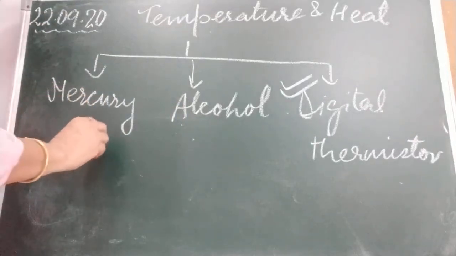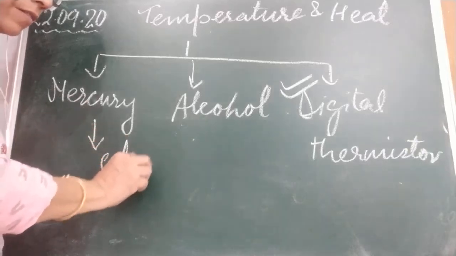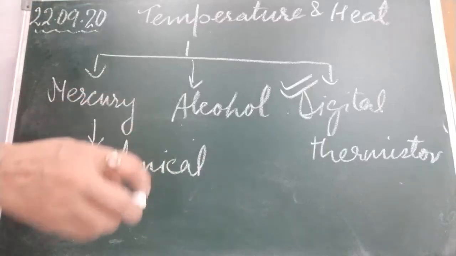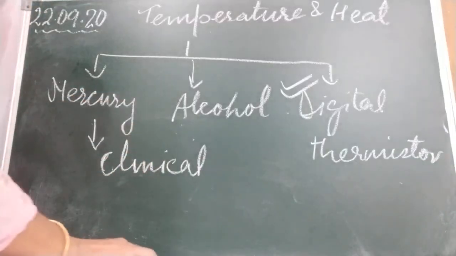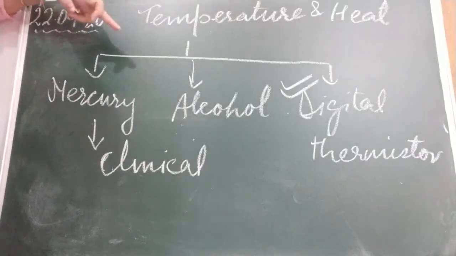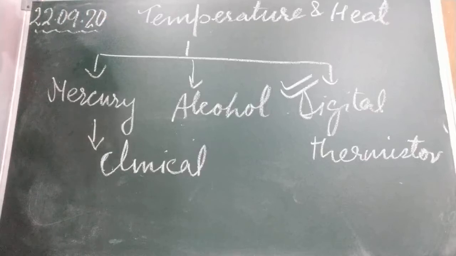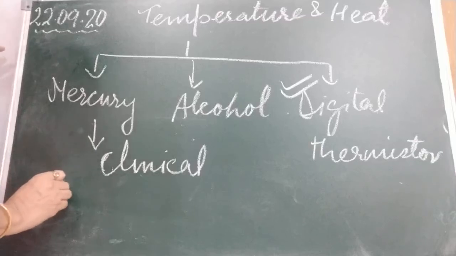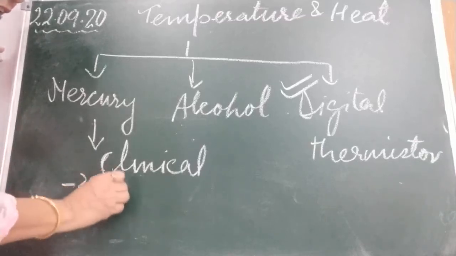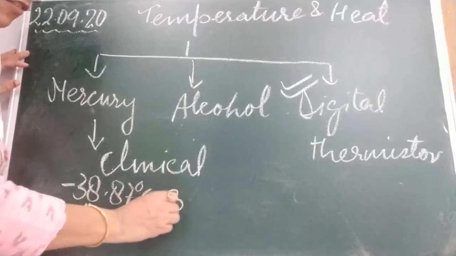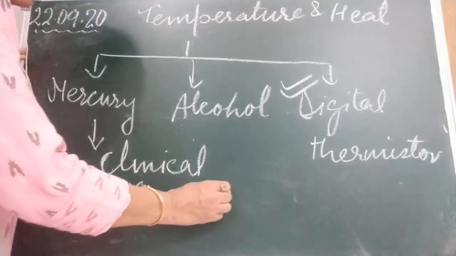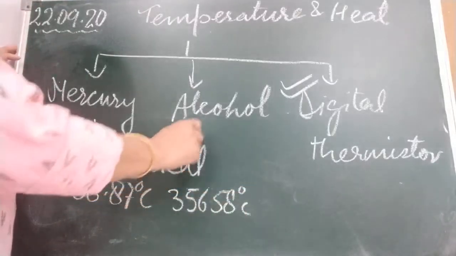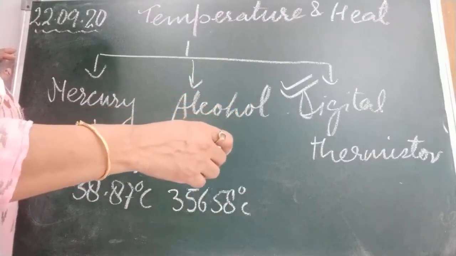In the clinical thermometer we use mercury also. In your home you must have seen this mercury thermometer. I am going to tell you about mercury first, then alcohol. The mercury thermometer has a wide range. It can measure a wide range of temperature from minus 38.87 degrees Celsius to 356.58 degrees Celsius.